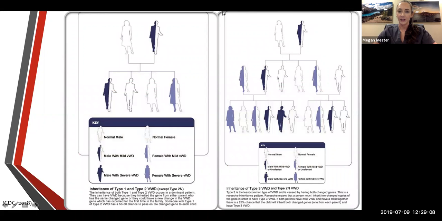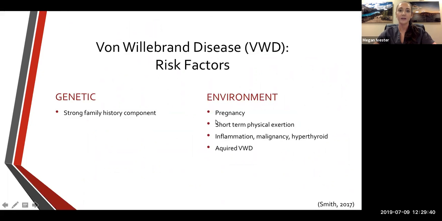Here on this side, it's going to be the dominant pattern. So you see it's pretty straightforward. This is more often how it presents, autosomal dominant. And then on the right, you're going to see the recessive. This is not as common just because it takes two different changed genes to create this scenario on the right. So more often it is autosomal dominant, which is on the left. However, it can be autosomal recessive as well, which is on the right.